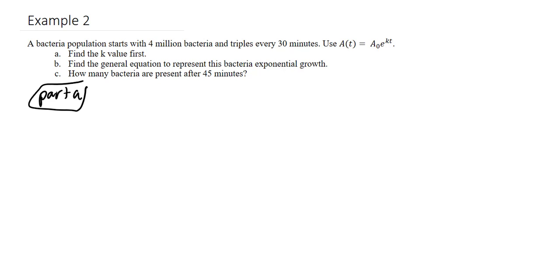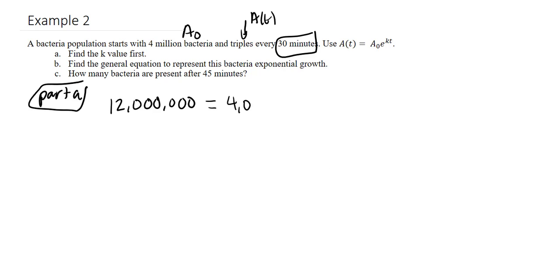So if we have 4 million and we triple, that means we're going to have 12 million, right? So that's our new A(t). This is actually our A sub 0, right? Because that's our starting amount. Then we triple, so that's our A sub t, or A parentheses t. And we have 30 minutes, which is our given time. So we're going to start with 4 million. We have e still. Then we have our time, which is 30 minutes.